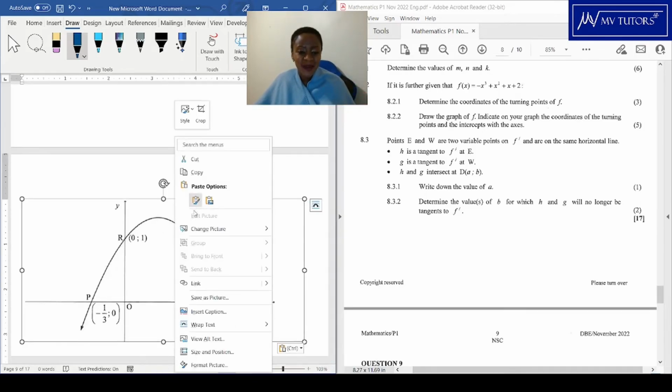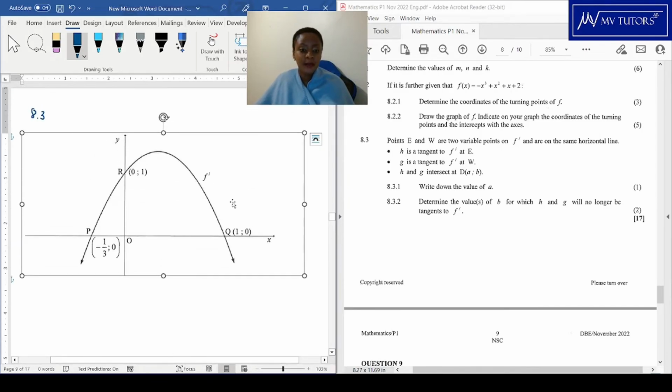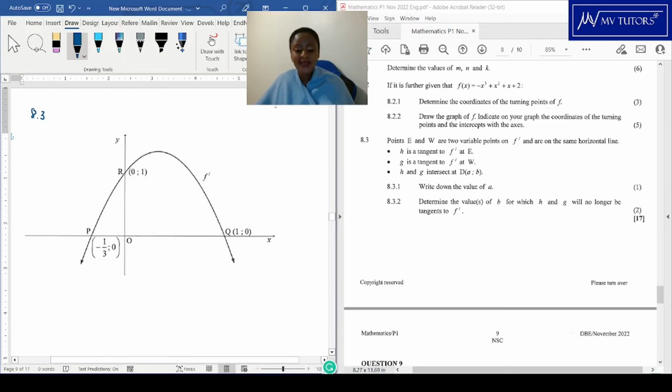Where is F prime? So F prime is our graph over here, the parabola, the quadratic function. The only horizontal line that we're seeing on this function is the x-axis. So if they say points E and W are two variable points that are on the same horizontal line, it means that E could be here, W could be there, or E, because it's on the east, W is on the west, it's there. Like, it can be either or, okay? And so, if that's the case, yeah.